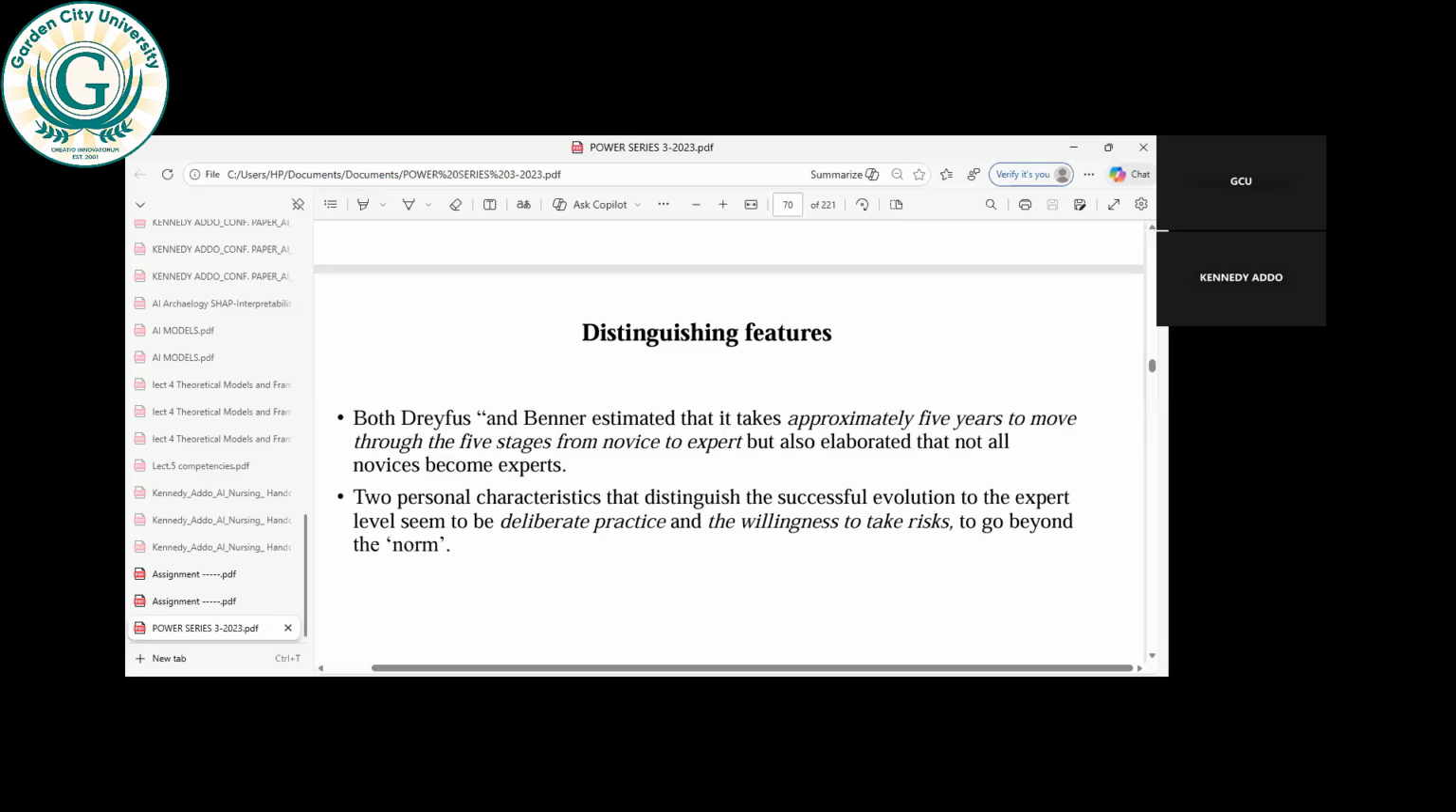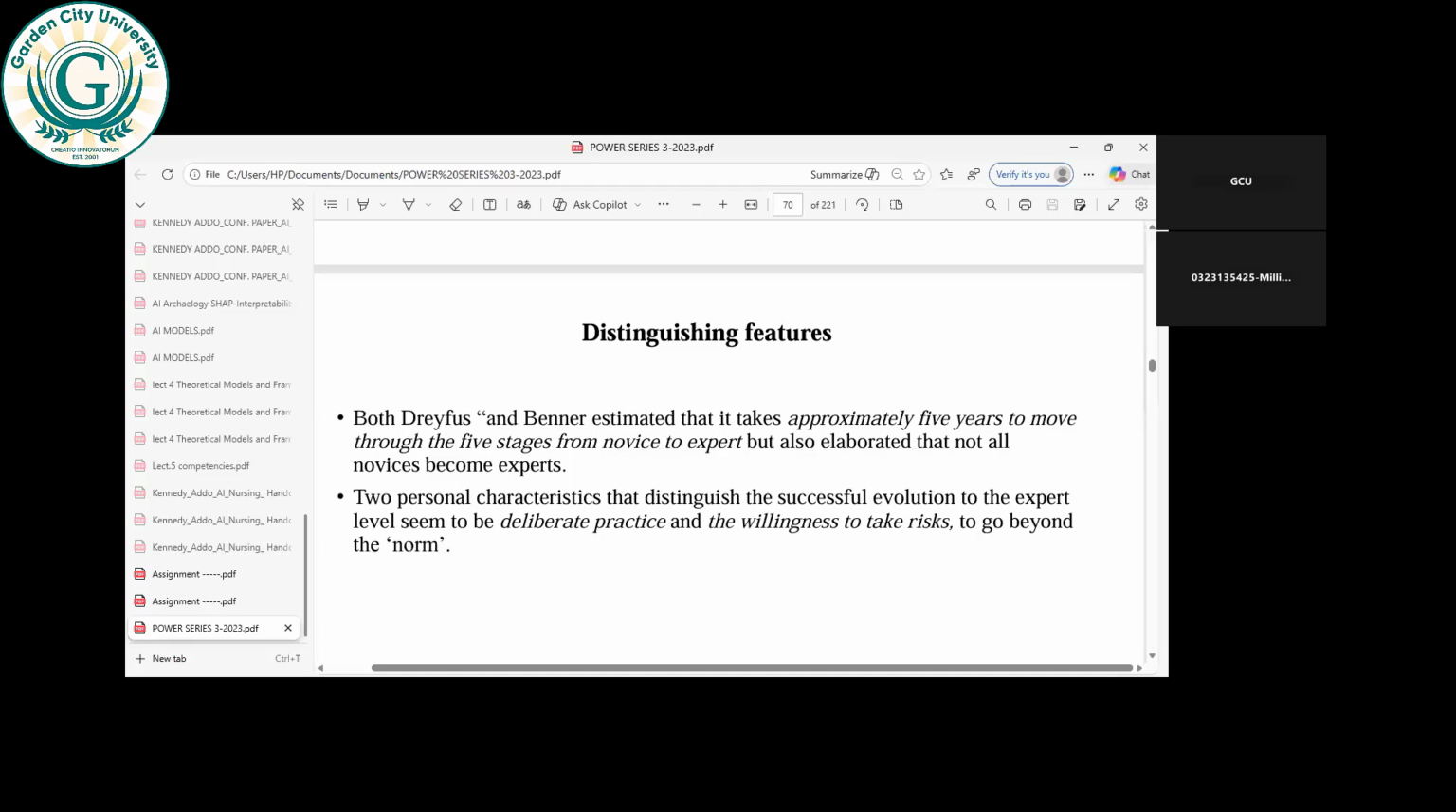Now let me start with the position by Dreyfus and Benner. This is a very important comment that not everybody who moves from the novice stage gets to the expertise level. But before you can do that, it takes conscious or deliberate effort to go through challenges, weather storms, before you can move through these meanders to get to the level. So that is the position by Patricia Benner and Dreyfus.